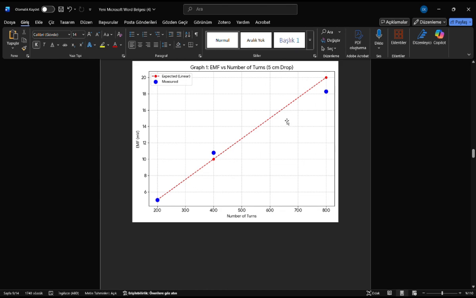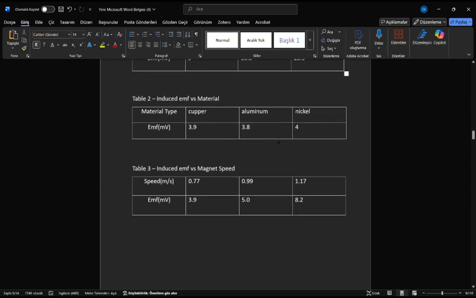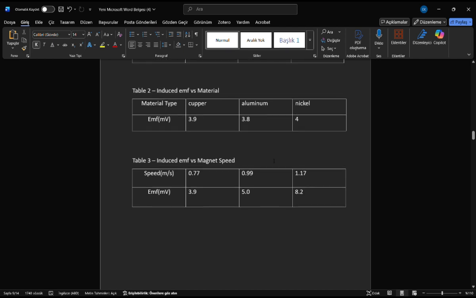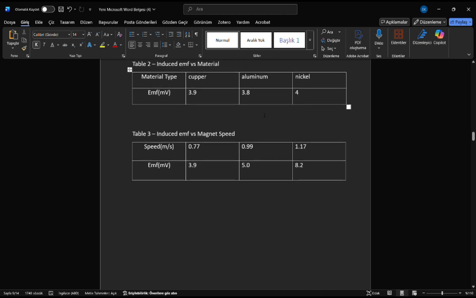Yeah, 5 centimeter drop. And as you know, the material shouldn't affect the electromotive force magnitude, the R volt value, and it didn't actually affect the final value that much. These small deflections are caused by the resistance of different materials that I'm gonna explain in my conclusion.